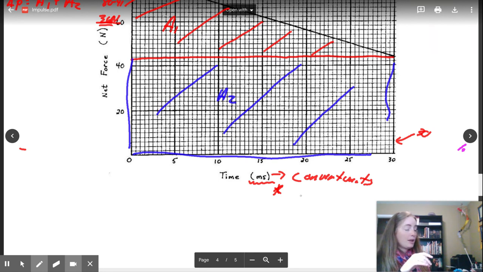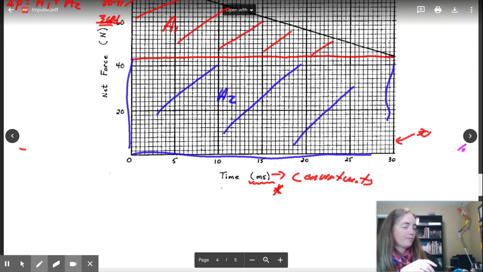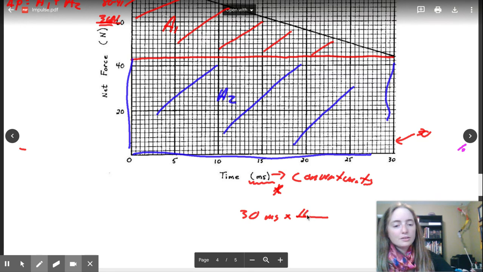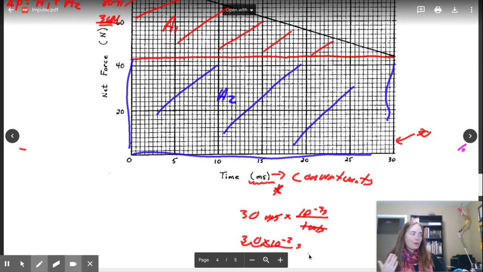So we're going to convert our units. 30 milliseconds, do some lovely unit analysis because unit analysis is epic. It's going to be 10 to the negative 3 seconds divided by our 1 millisecond. Units cancel, and we're going to wind up with 3.0 times 10 to the power of negative 2 seconds. So that's the value we are going to use when we're calculating our area for our shapes. Cool beans?